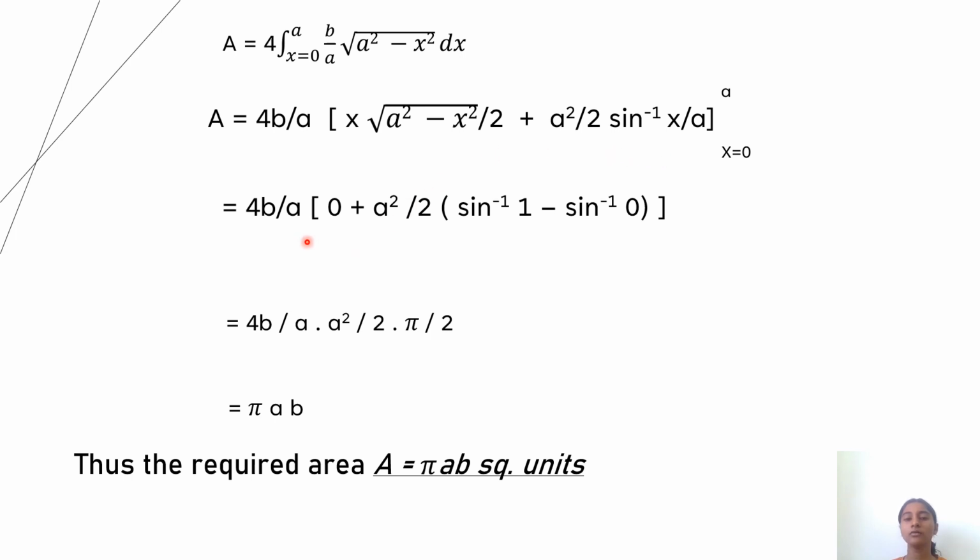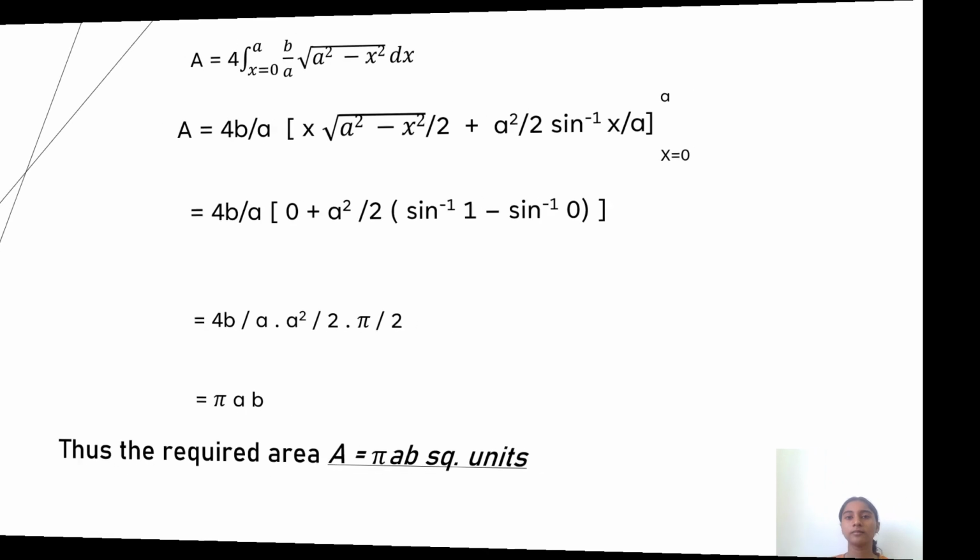Then we will get 4b by a in bracket 0 plus a square by 2 into sine inverse of 1 minus sine inverse of 0. So we will get 4b by a into a square by 2 into pi by 2. Here this a and this a will get cancelled, and 4 and this 2 and this 2 will get cancelled. So we will get pi ab. Thus the required area A equals pi ab square units.